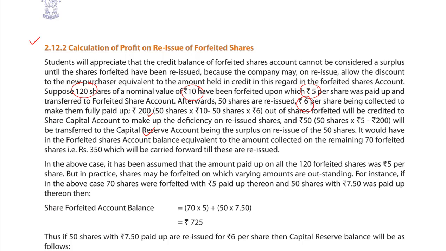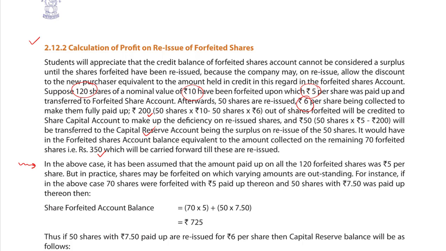It would have in the forfeited share account balance equivalent to the amount collected on remaining 70 forfeited shares, that is 350, which will be carried forward till these shares are reissued. In the above case, it has been assumed that the amount paid up on all 120 forfeited shares was rupee 5 per share, but in practice, shares may be forfeited on which varying amounts are outstanding.